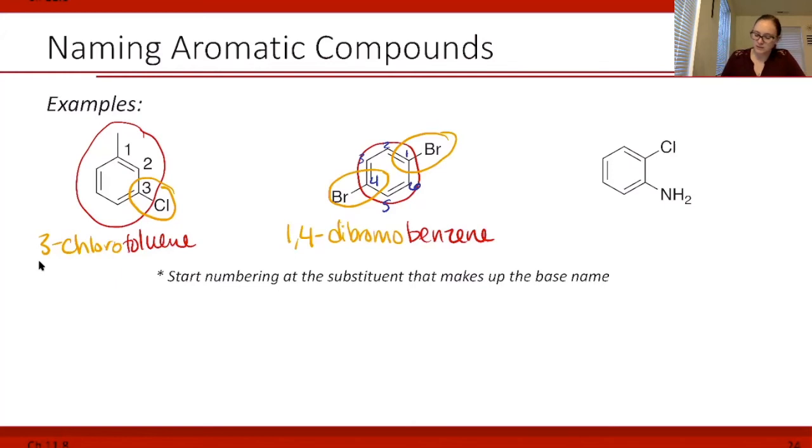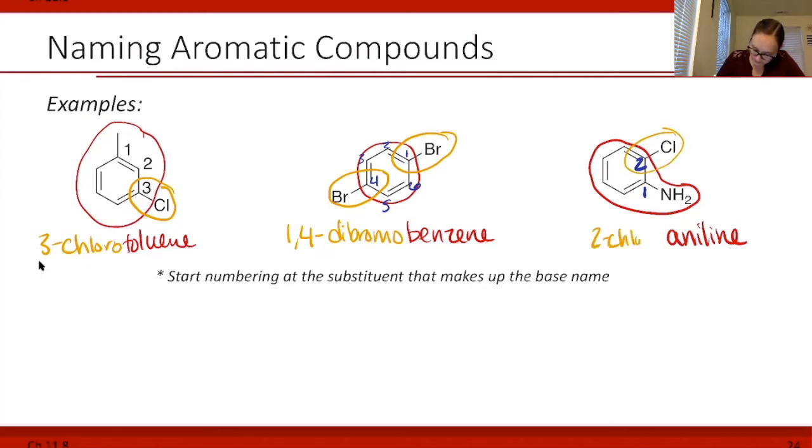Okay, let's look at this last one. An alarm should be going off in your head right now because we have an amine here. So our amine is going to be part of our base name, and that base name is aniline. Then we need to number. We start at that amine where the aniline is, go up to number 2. We don't need to number anymore because there's no other substituents. Circle my substituent and then add it in. So we have 2-chloroaniline. So as it says here, just as a reminder, start numbering at the substituent that makes up the base name.